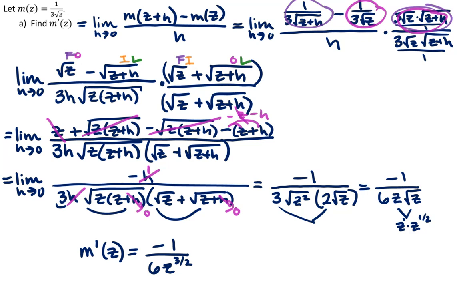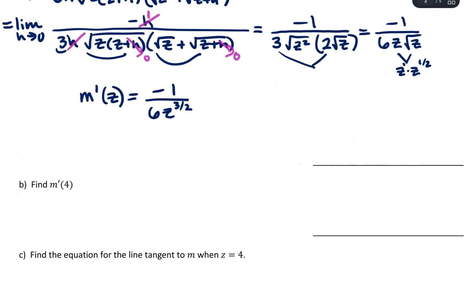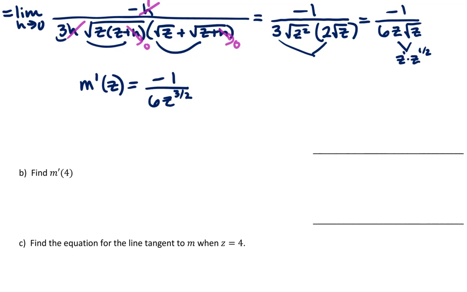It's a little messier with the extra variables, but we did practice some of that in the review difference quotient stuff we were doing. And then from here, we can do all the same things that we were learning in the previous section. So the next part of this problem is, can we find m prime of 4 and then the equation to the tangent line when z equals 4? So if we've done our work correctly, we just use the formula to find m prime of 4.